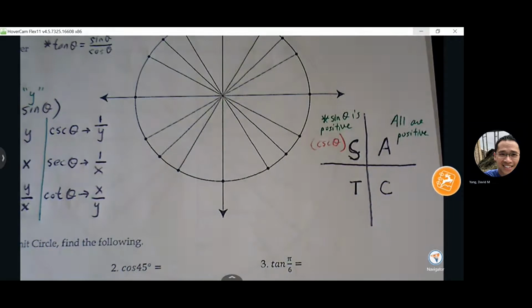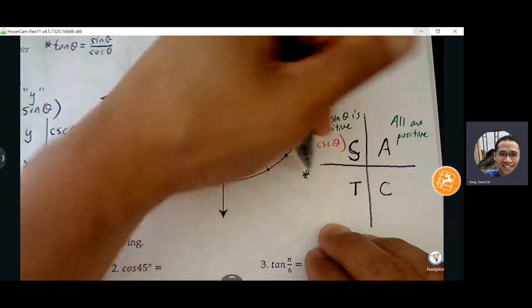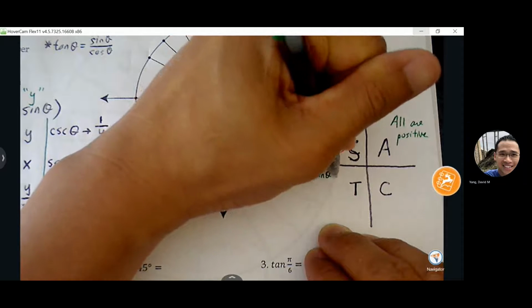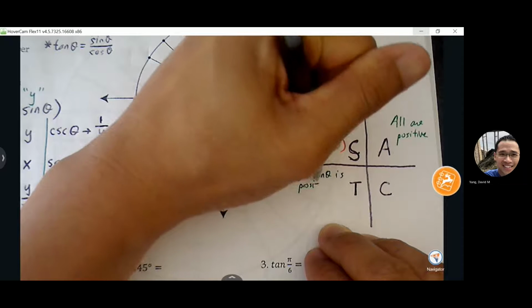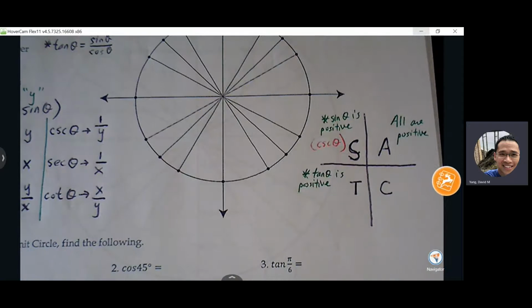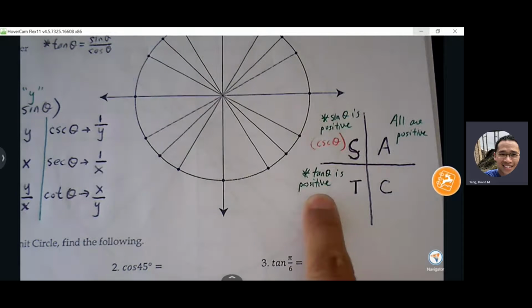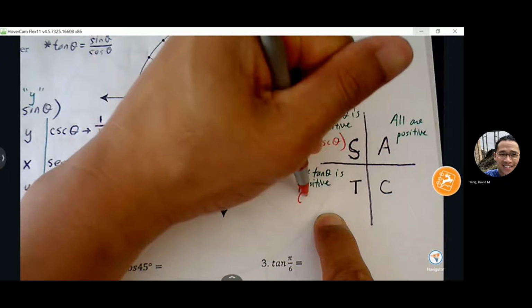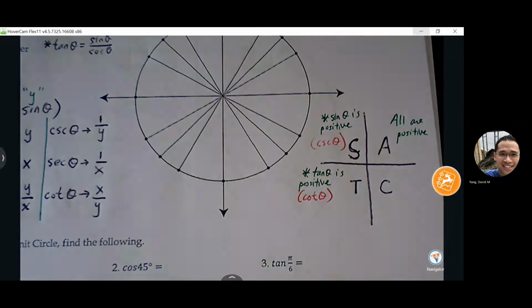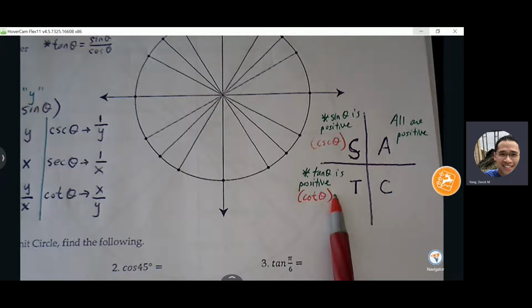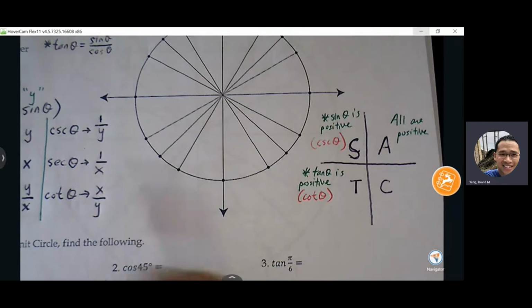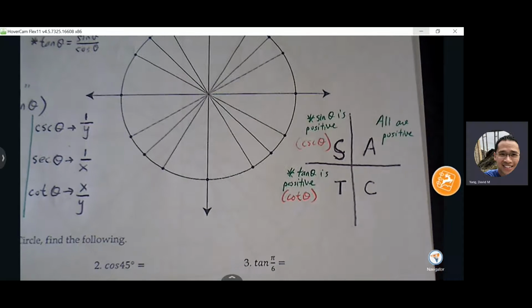What do you think T stands for? Tangent. So here, only tangent is positive, which means that sine is negative and cosine is negative as well. But what else is positive here? Tangent. And if sine and cosine are negative, that means cosecant and secant are also negative. So basically, any trig function is going to take its reciprocal and follow that reciprocal.